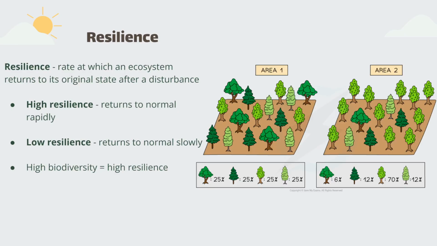High biodiversity is linked to resilience. Resilience is the rate at which an ecosystem returns to its original state after a disturbance. An ecosystem with high biodiversity has a high resilience because there are more species available to fill roles if others are lost or damaged.